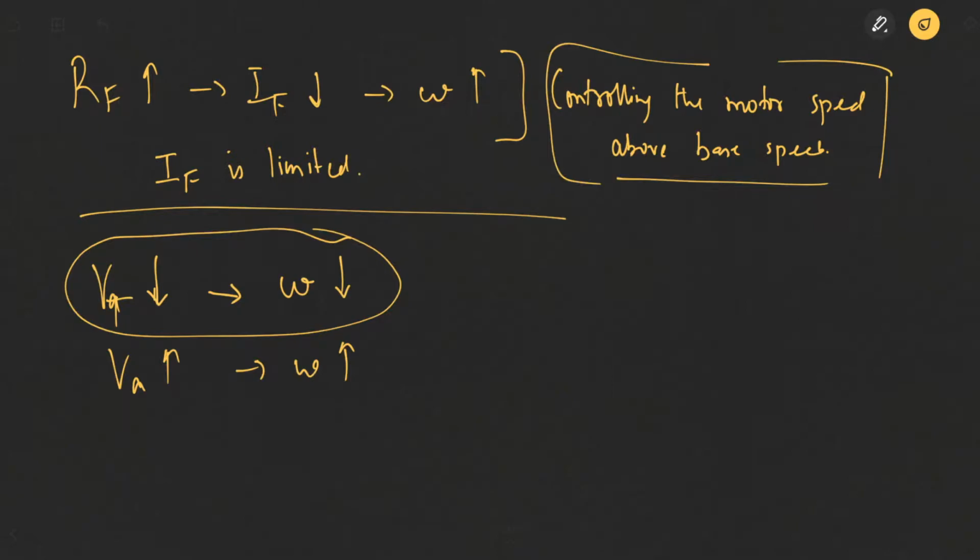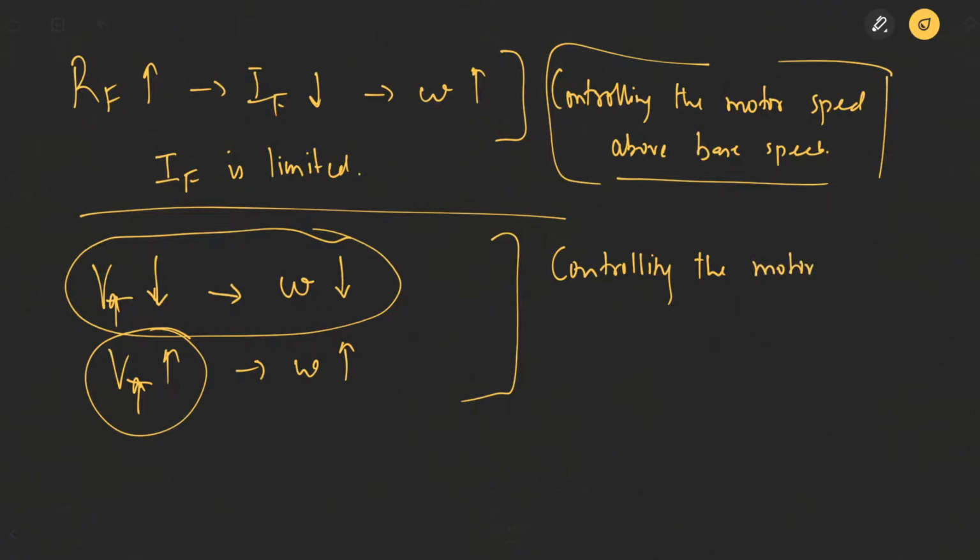But there will be a limit to which we can increase the voltage. We cannot go beyond a certain rated value of voltage. It will again cause the machine to be damaged. So this method can be used for controlling the motor speed below base speed values. Fine.